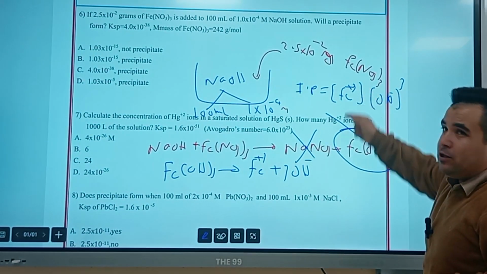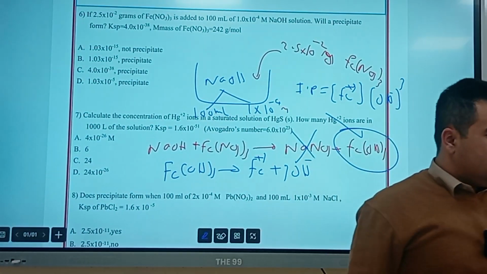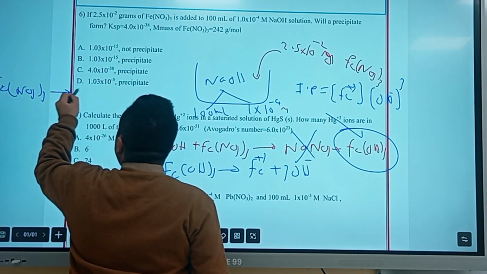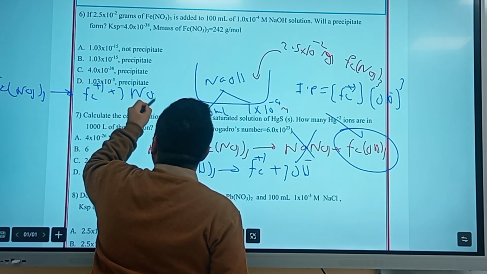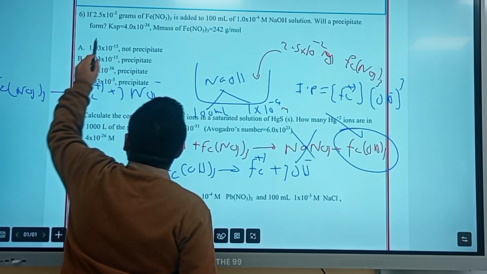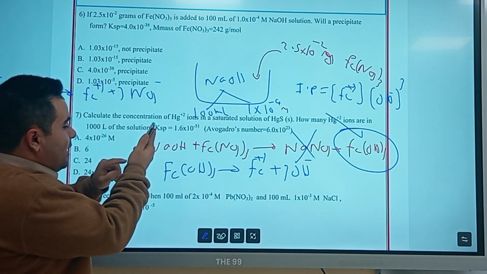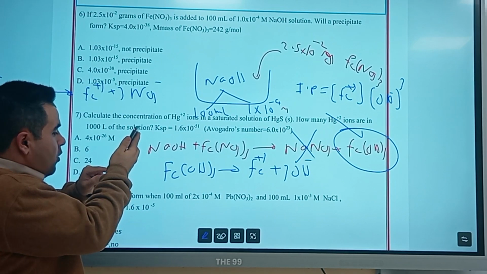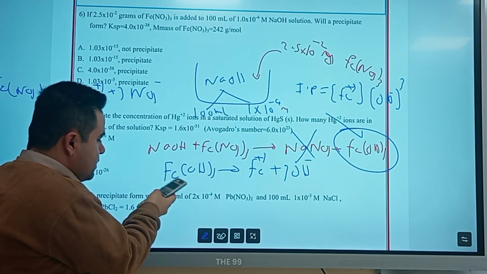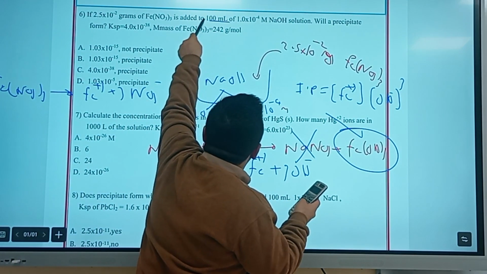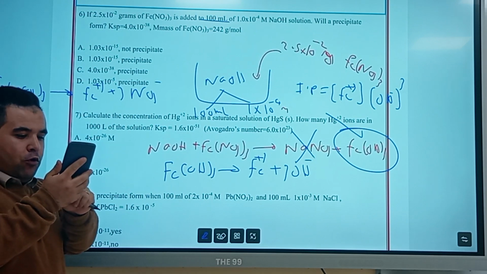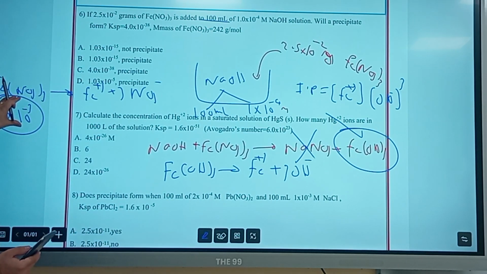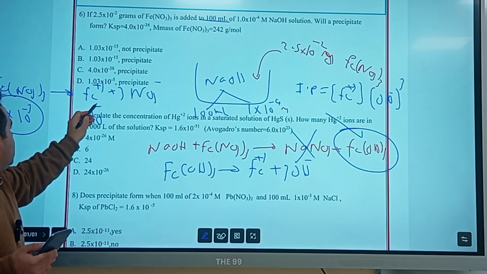How to calculate the concentration of hydroxide and Fe? From the given data, guys. FeNO3 by 3 will produce Fe positive 3 plus 3NO3 negative. The mass of the iron nitrate is given, divide by the molar mass, we'll get the mole: 2.5 10 to the power of minus 2, divide by 242. This is the mole, and divide the mole by the volume 0.1 liter, guys, we'll get what? 1 10 to the power minus 3 molar. This is equal to the same for iron, 1 10 to the power minus 3.